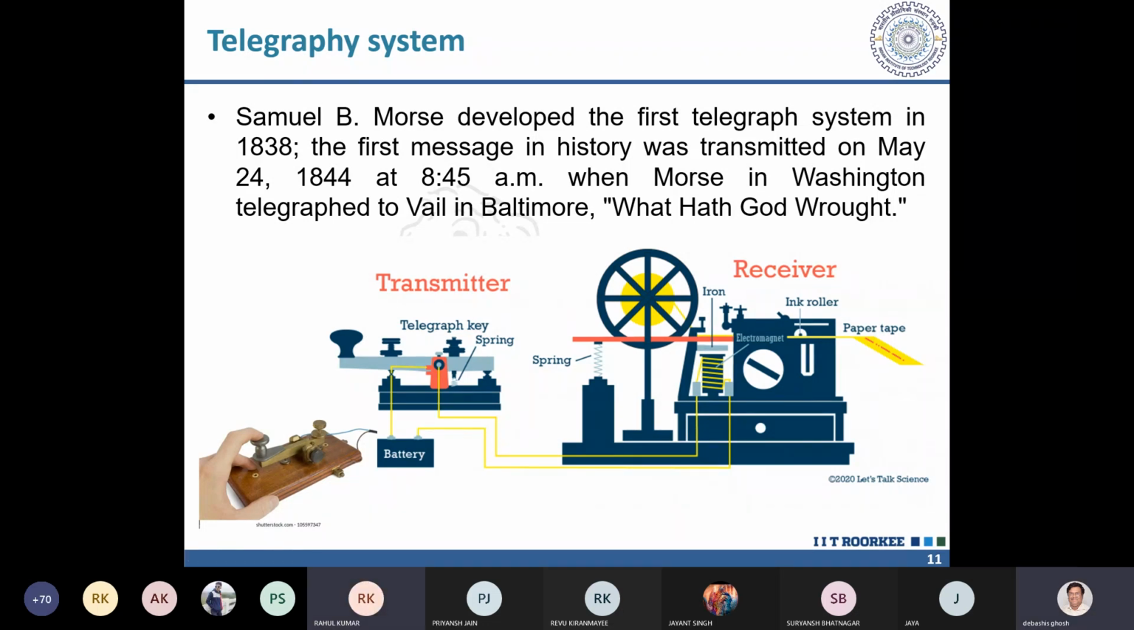Yes. You mute your mic. Someone's mic is on.